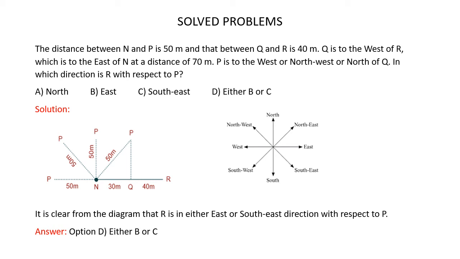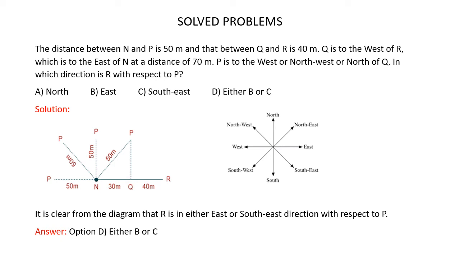Also it's given that R is to the east of N at a distance of 70 meters. So if N's position is at this point, then R is to the east of N at a distance of 70 meters. So if the distance between R and N is 70 meters and Q and R is 40 meters, then the distance between N and Q will be 30 meters.